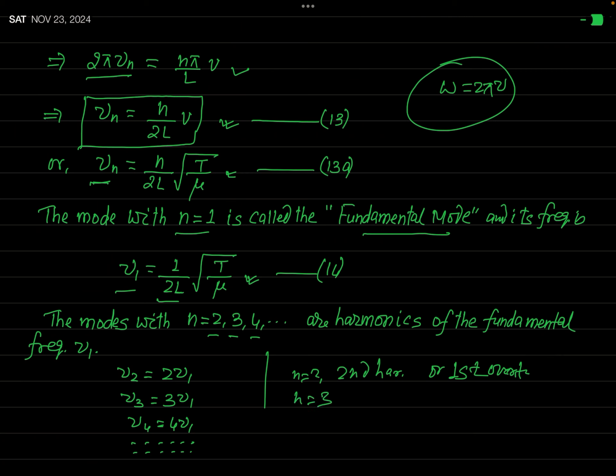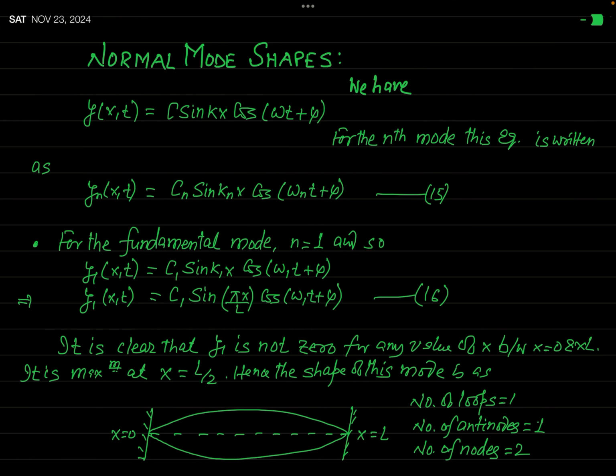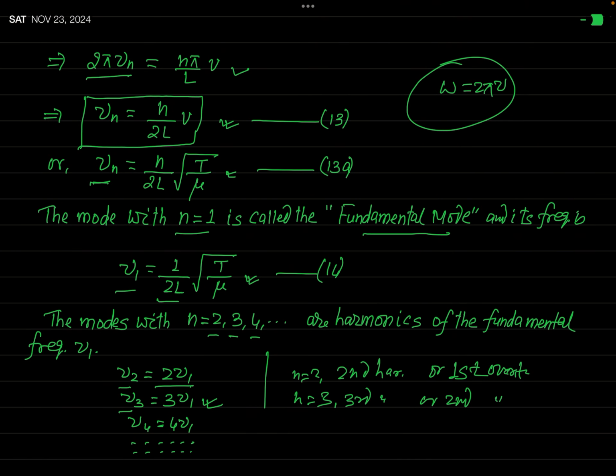Similarly, n equal to 3 represents the third harmonic or second overtone. You can see the second harmonic or first overtone is just 2 times the fundamental frequency. The third harmonic or the second overtone is 3 times the fundamental frequency, and so on. So in this way you can find the normal mode frequencies. I think the calculation is very simple, and definitely you can understand it in a very simple manner.